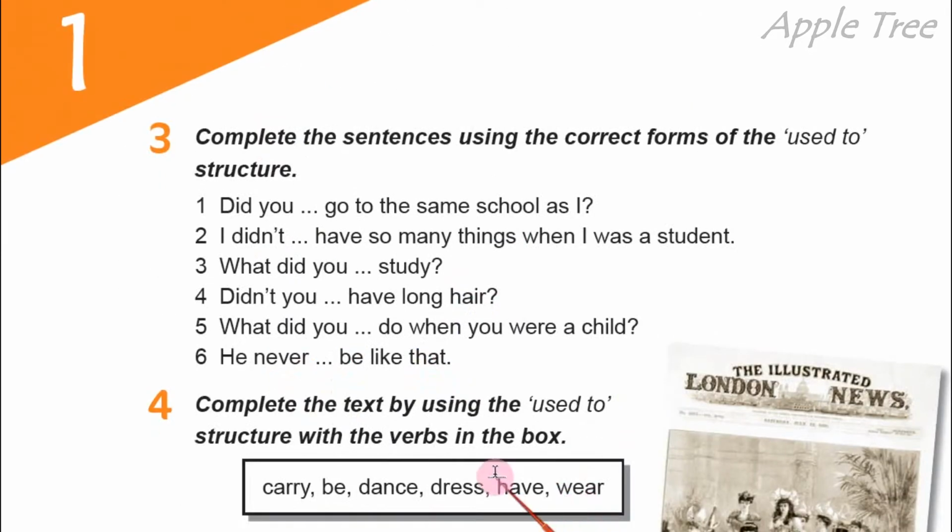Ну і вправа третя. Complete the sentences using the correct forms of the used to structure. Нам треба доповнити ці речення, користуючись правильною формою структури used to.